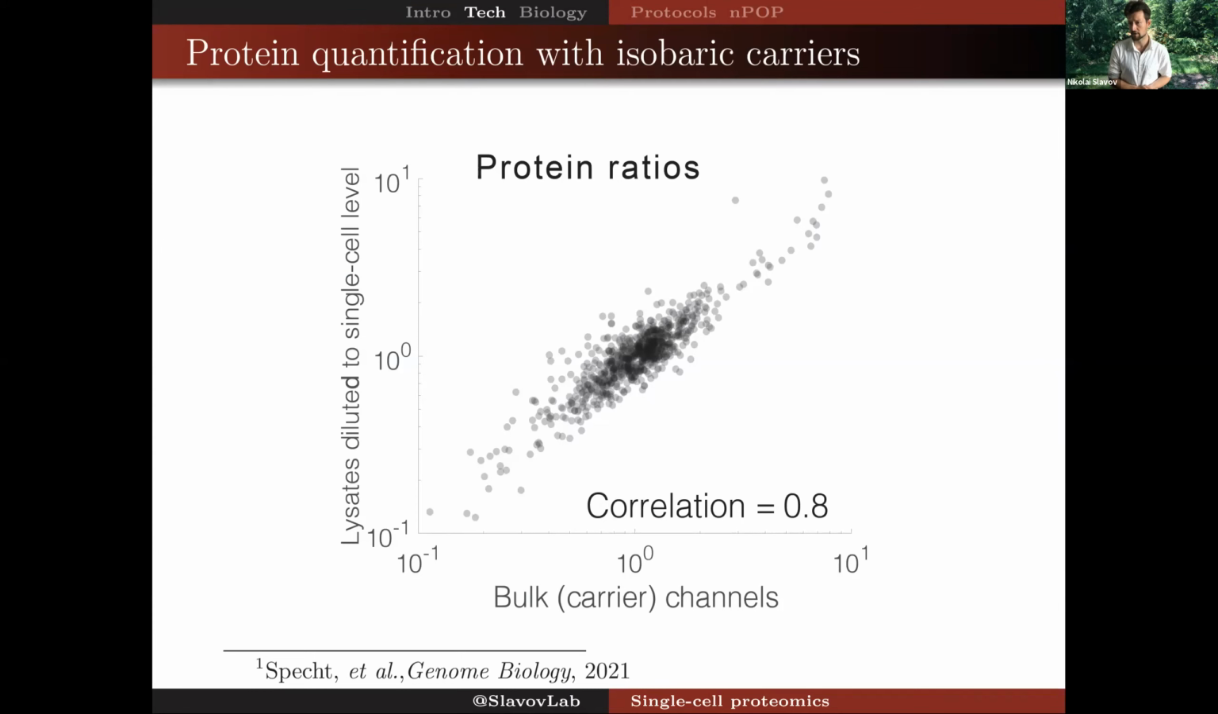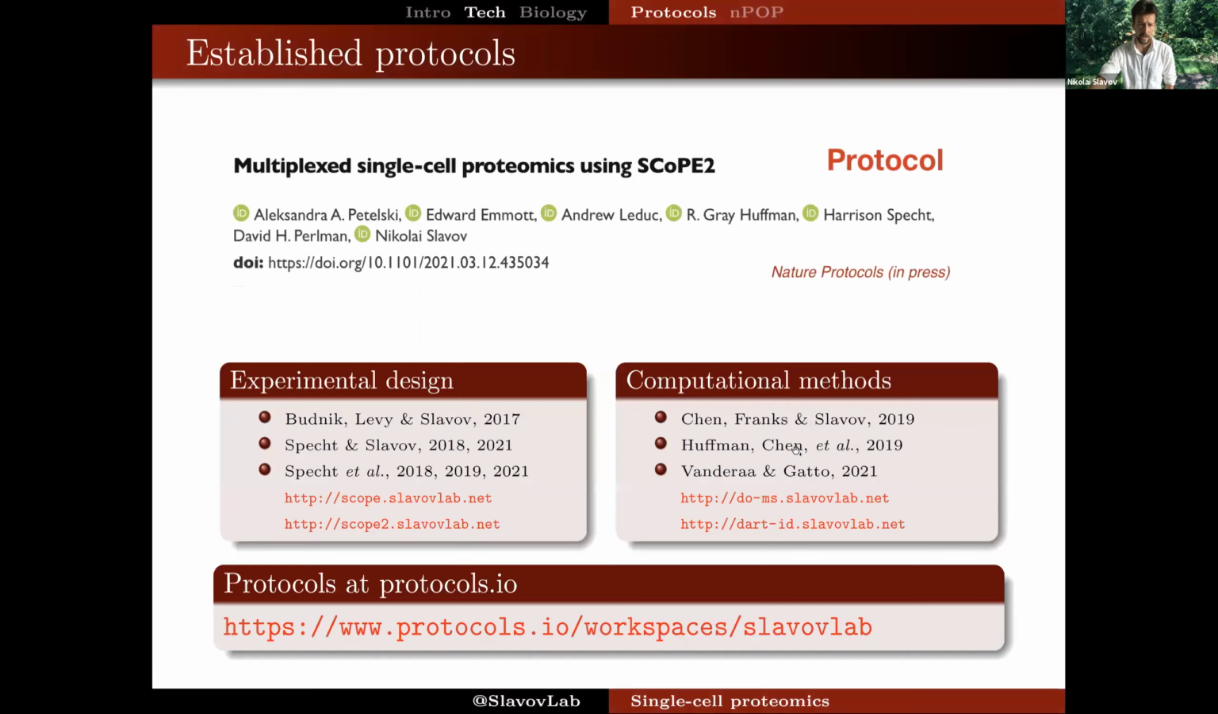And here I'm showing just one benchmark to give you a sense of what is possible to achieve, where we compare relative protein abundances between two different cell types that are either measured in bulk on the x-axis or measured from single cell lysates on the y-axis. And you can see that the relative protein levels estimated with standard bulk approaches agree reasonably well with single cell measurements.